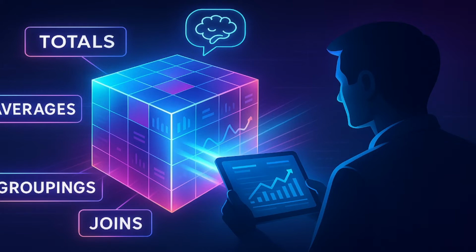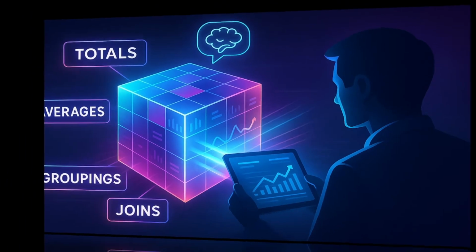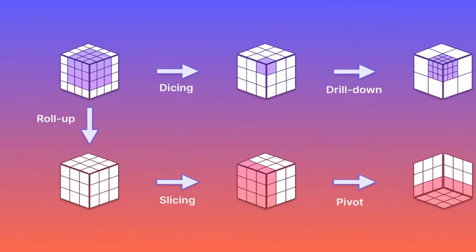So instead of waiting for your system to run a heavy query, the cube already has the answer ready to go. It's like having a calculator that already knows what you're about to ask, and it supports super fast actions like rolling up for summaries, drilling down for details, slicing to focus on one thing, dicing to combine multiple filters, and pivoting to change how things are displayed. More on that in a sec.